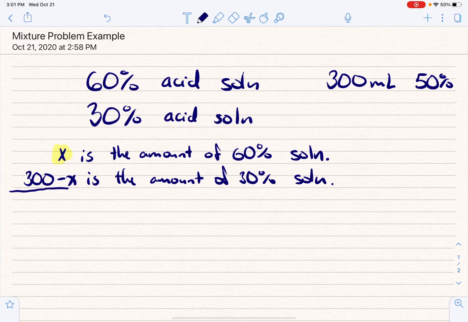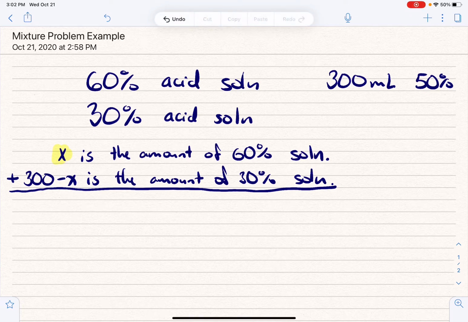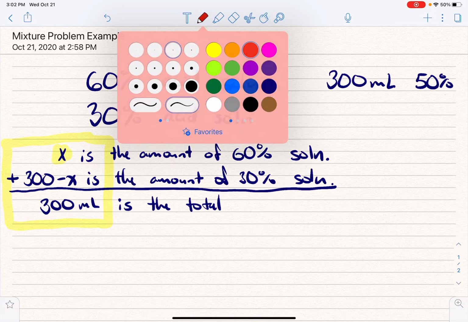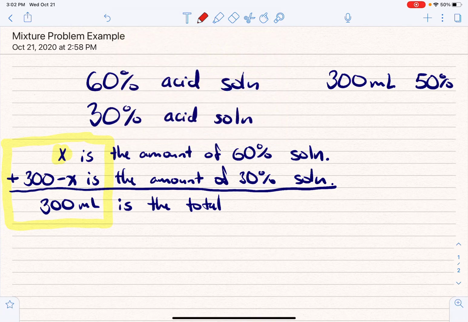Then this might seem kind of weird, but I'm going to add these together. X plus 300 minus x, those x's cancel out, and we get 300 milliliters. That's the total amount of solution. For sake of time, I'll just put the total. I'm going to use this as my roadmap of how to solve this. I've got x, and I've got 300 minus x, and I'm combining them, and I get 300 milliliters.